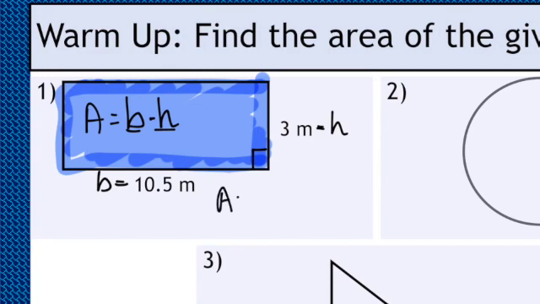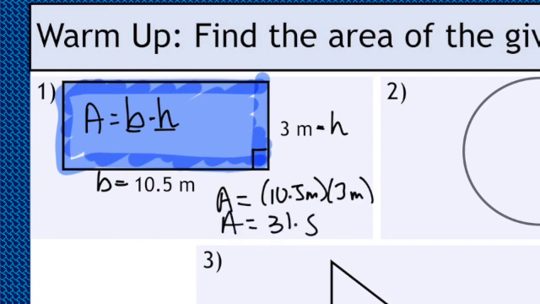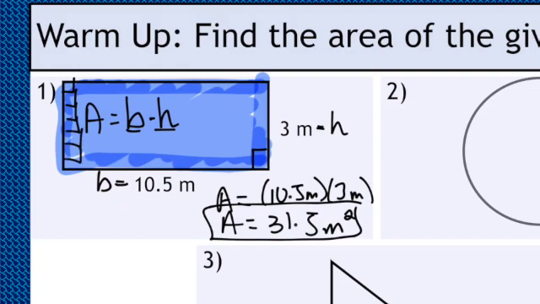So the area for this is going to be the base, 10.5 meters, times the height, 3 meters. I'm just going to plug that into my calculator. So 10.5 times 3 gives me 31.5 meters squared. The reason why it's squared is because that's how we count up the area. It's little square boxes. That's why we put meters squared. We're trying to count up how many little tiles we can fit. We can fit 31.5. All right, let's go to the next one.